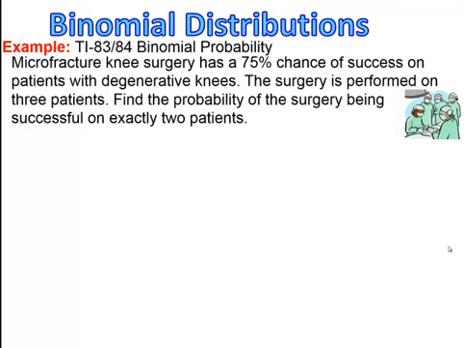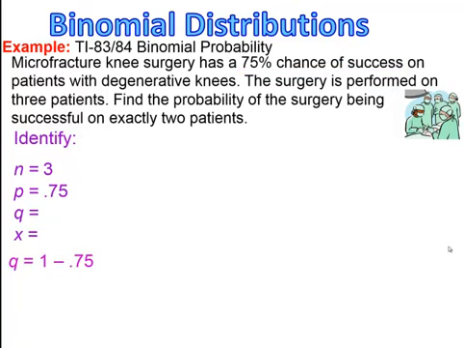So in order to do this, we're going to first identify the trial size, the percentage of success, our Q value, which is the percentage of failure, and we want our random variables. So there's 3 patients in the trial. That'll be our N. The probability of success is 0.75, and then our probability of failure would be 1 minus 0.75, which would be 0.25. The random variable we're looking for is exactly 2, so therefore the random variable would be 2.